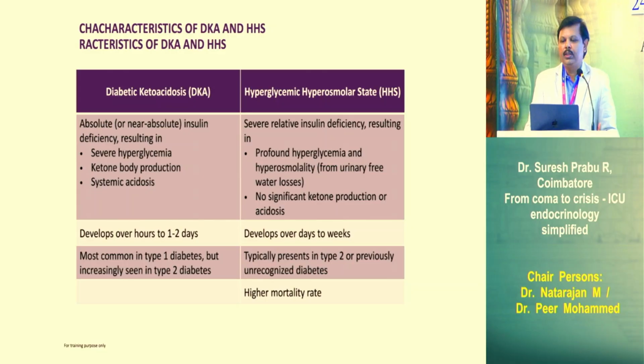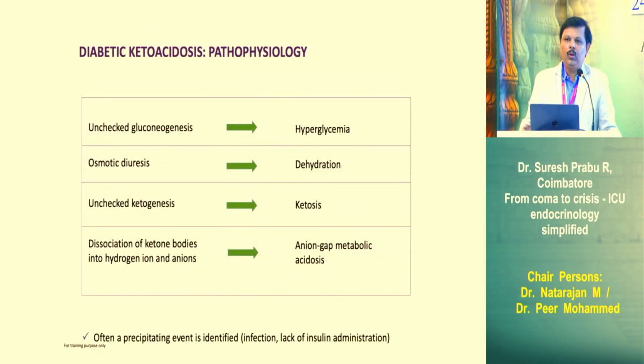When you have an absolute insulin deficiency, they present with diabetic ketoacidosis, which develops sometimes within hours or within days. If the patient has a severe insulin deficiency, but not an absolute one, then they have a shortening of the pathophysiology and present with hyperosmolar state, as Dr. Adeline has described. The pathophysiology is unchecked gluconeogenesis leading to hyperglycemia, osmotic diuresis and dehydration, and unchecked ketosis leading to ketone body formation that in turn dissociates to form hydrogen ions and ketoacidosis.